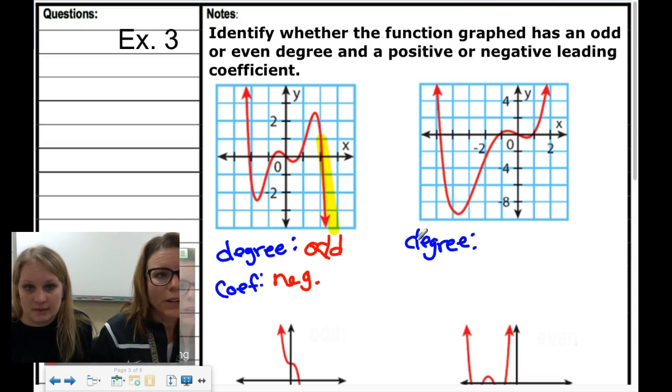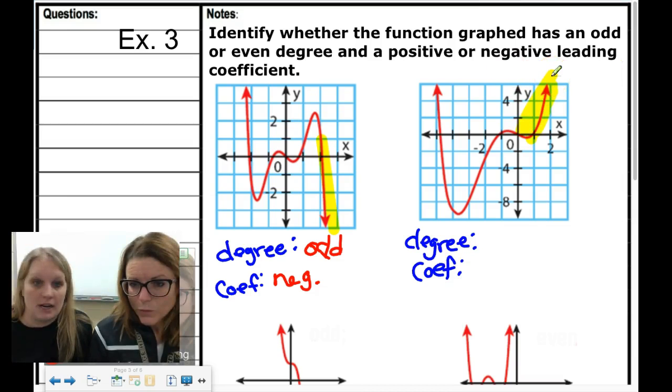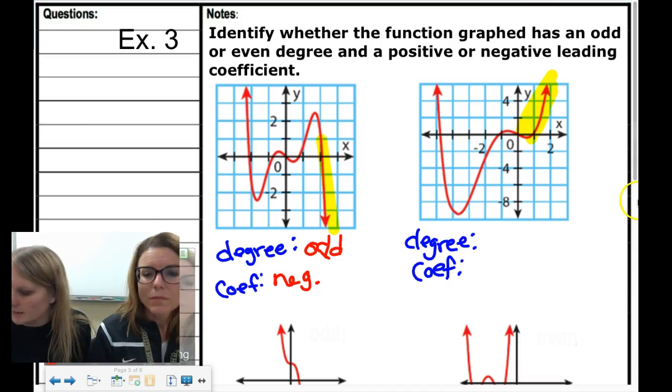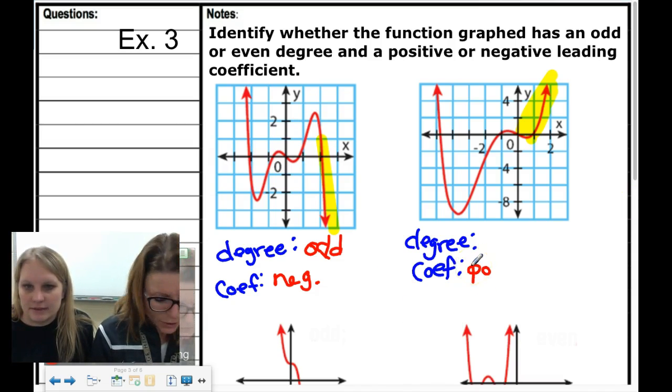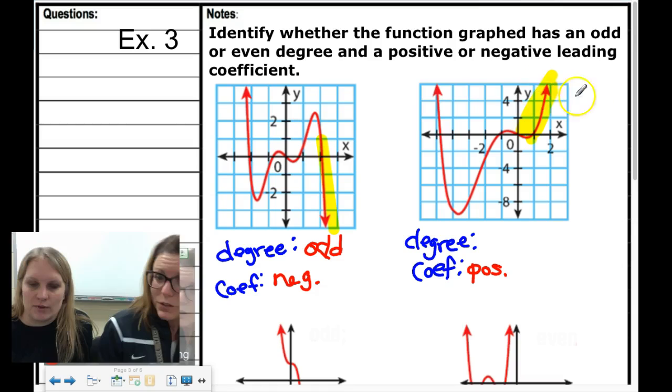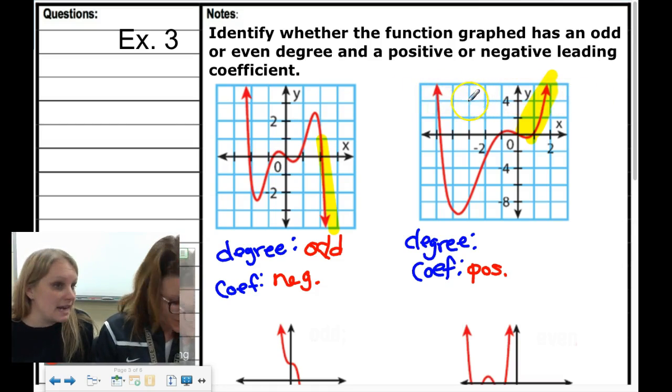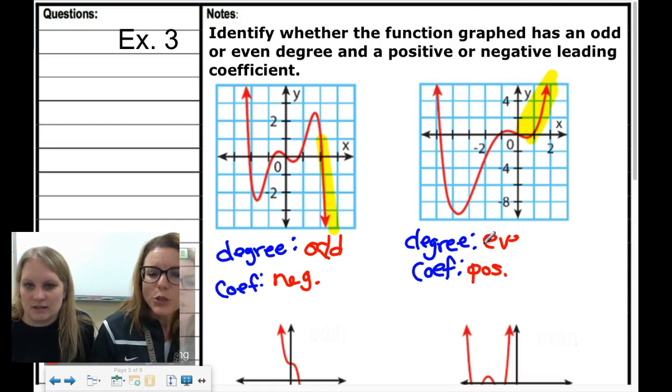Let's do one more. So again, always look at your coefficient. So we look at the end arrow first. It's up, so it's positive. So we have positive. And then we look, are they both the same or are they opposites? They're the same. So that's even.